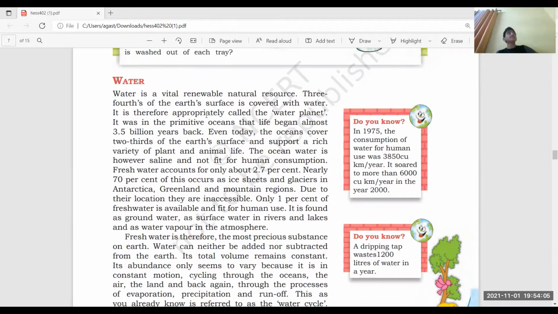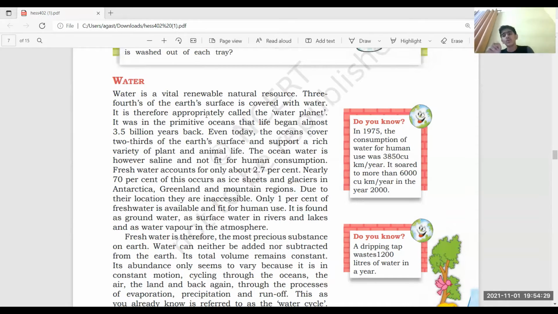Now, why is Earth called the blue planet? Because it has nearly three-fourths, means 70% of water, which is blue in color. Of course, it looks like that from space, so it's called the blue planet. We know this.